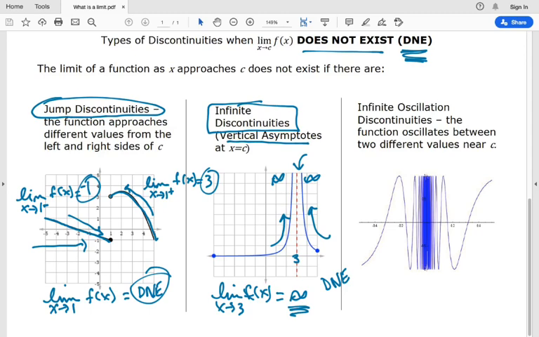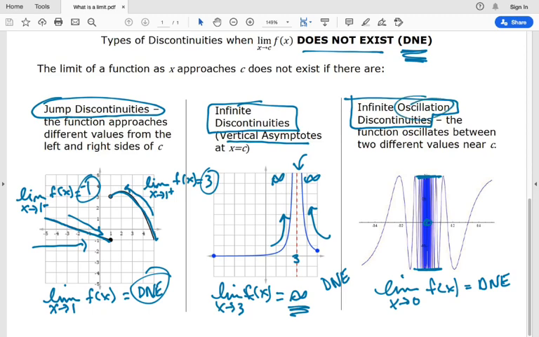All right, another example is called infinite oscillation discontinuities. What happens there? If I ask you, what is the limit as x approaches 0 of f of x? Here, again, I would say it does not exist. The reason why is right here at 0, I don't know what y value it's approaching. Is it approaching this y value, or is it approaching this y value? It's bouncing up and down, so it's oscillating. So we would say this is another example that does not exist.